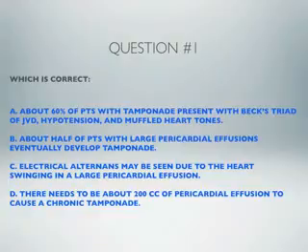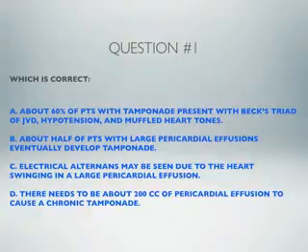We'll start off with two questions. Question number one, which of the following is correct? A, about 60% of patients with tamponade present with Beck's triad consisting of jugular venous distension, hypotension, and muffled heart tones. B, about half of patients with large pericardial effusions eventually will develop tamponade. C, electrical alternans may be seen due to the heart swinging in a large pericardial effusion. Or D, there needs to be about 200 cc's of pericardial effusion to cause a chronic tamponade.